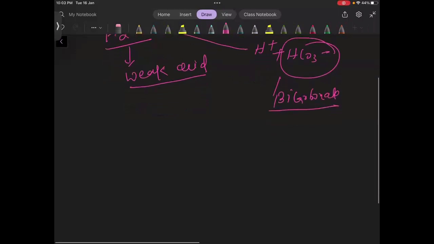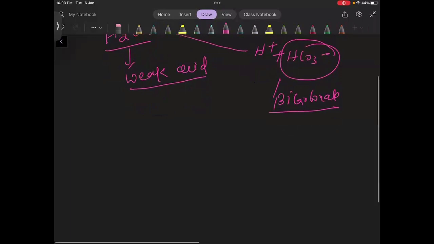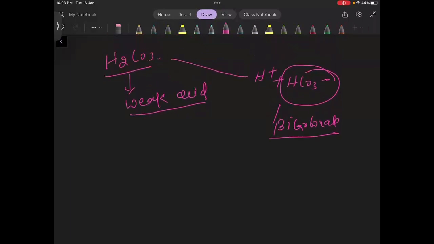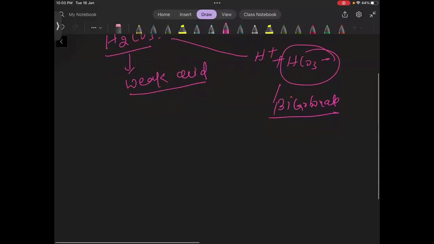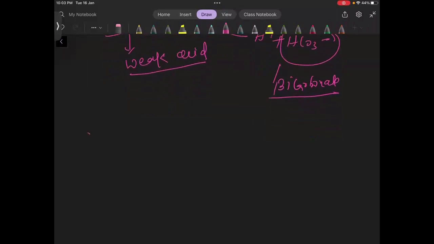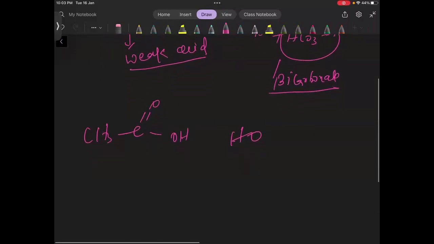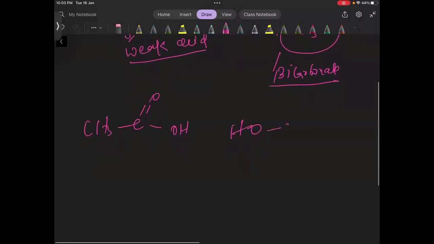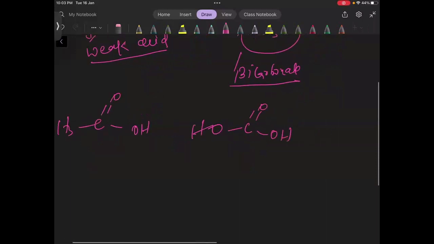Correct? Now we are going to relate the acidic strength of carbonic acid with respect to acetic acid and phenol. See, first we draw the structures, which will make it clear. CH3 C double bond O OH. Second, we have HO, and here is C double bond O OH. And third, we have phenol.